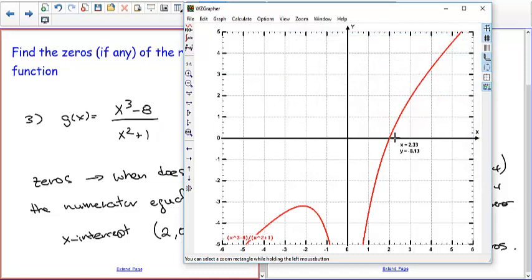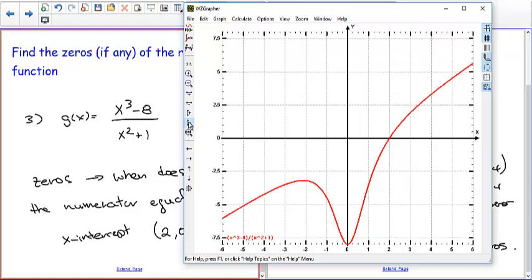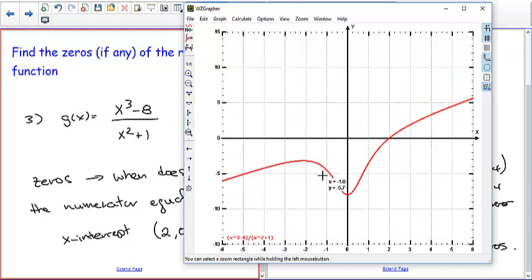So there you go. There's the x-intercept at 2. And it looks like you might have a vertical asymptote in here because it looks like it's going that direction. But let's zoom out, and you can see it doesn't. Sometimes you've got to zoom out to make sure you're making the correct conclusions. So this has one x-intercept at x equals 2. It has no vertical asymptotes.